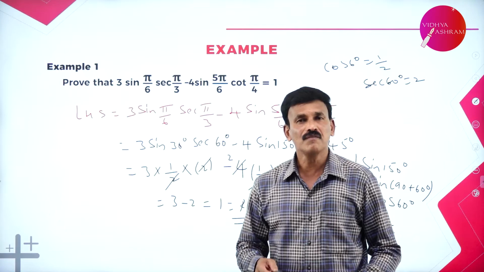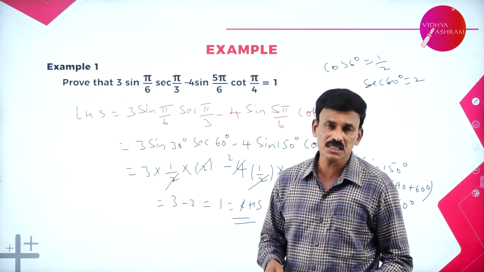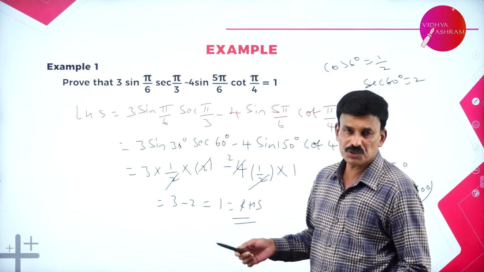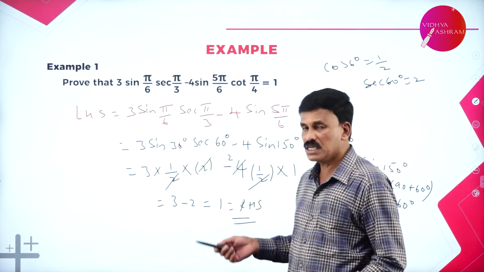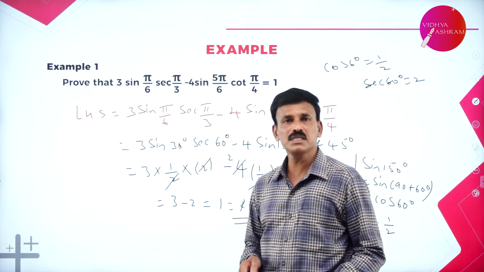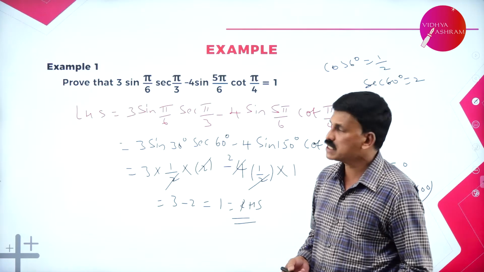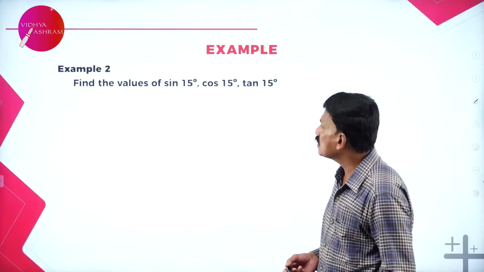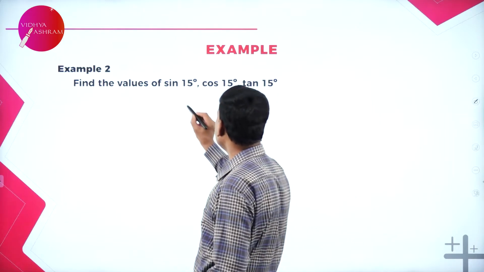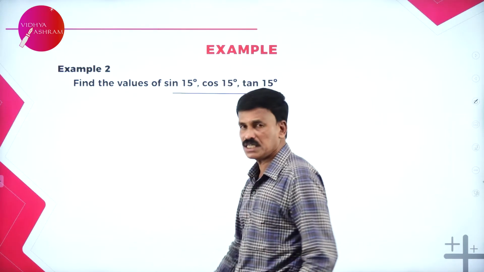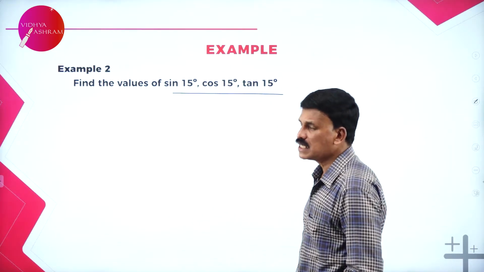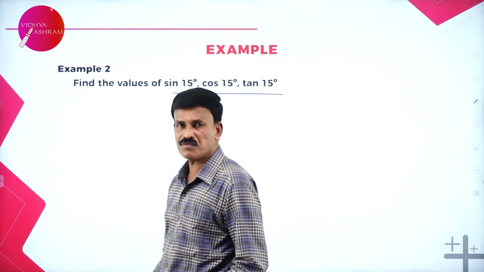Suppose it is 15 degrees or 75 degrees. For this also we are going to use the relations of sin(A+B) and sin(A−B), cos(A+B) and cos(A−B). Now let us take such problems. Find the values of sin 15 degrees, cos 15 degrees and tan 15 degrees. Let me take them one by one.